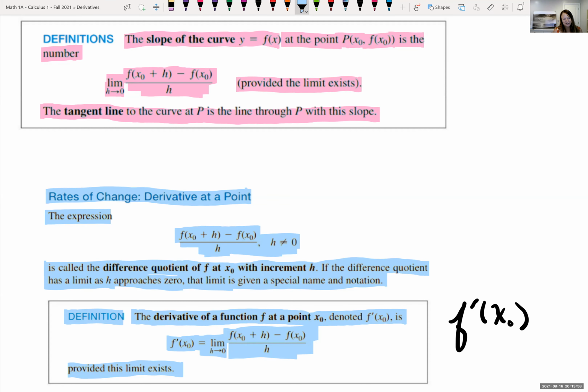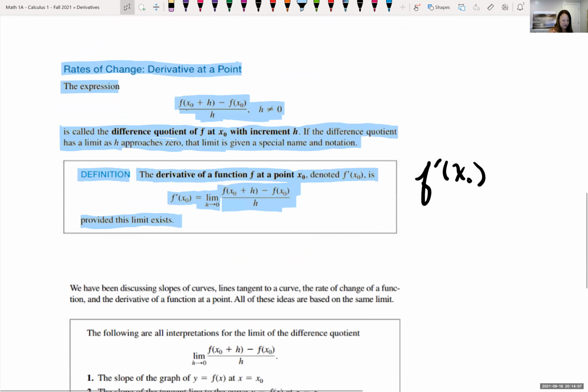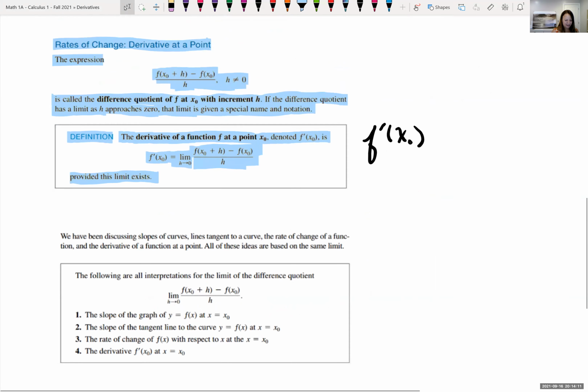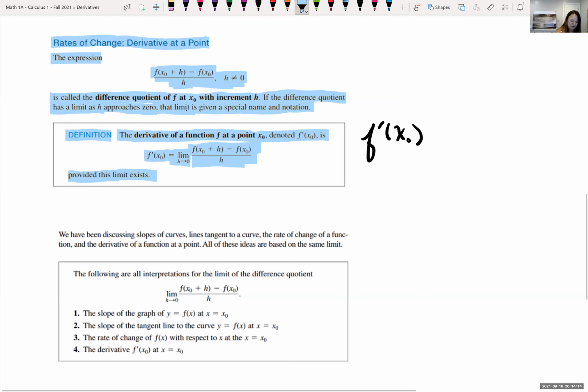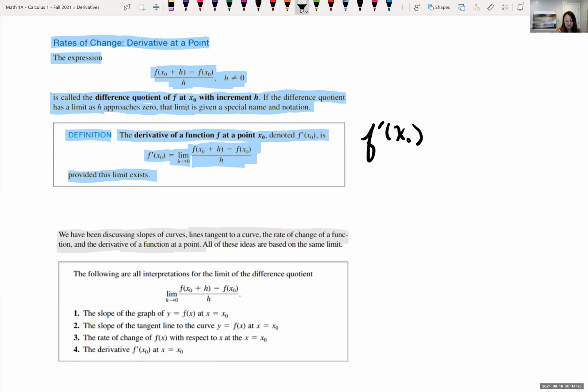So the point I'm trying to get to is that there are different ways that we can say pretty much the same thing. So I just want to state that right now, and like I said, we'll get into examples. So we've been discussing slopes of curves, lines of tangents of curves, rates of change of functions, and derivative of a function at a point. All of these ideas are based off the same limit.